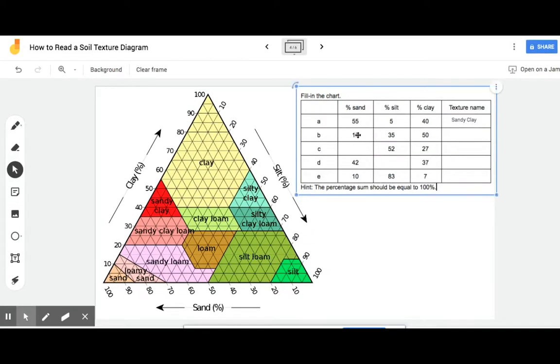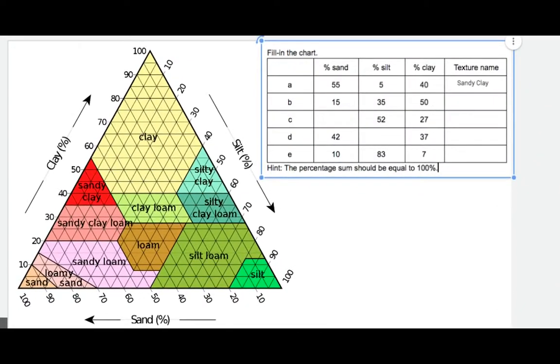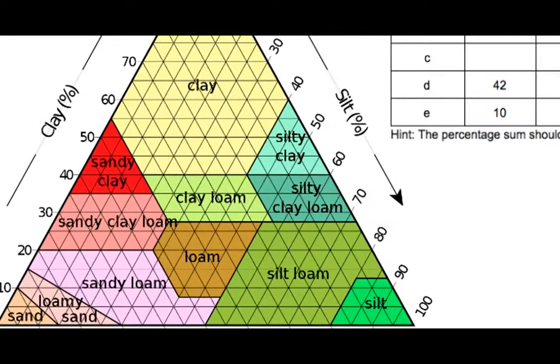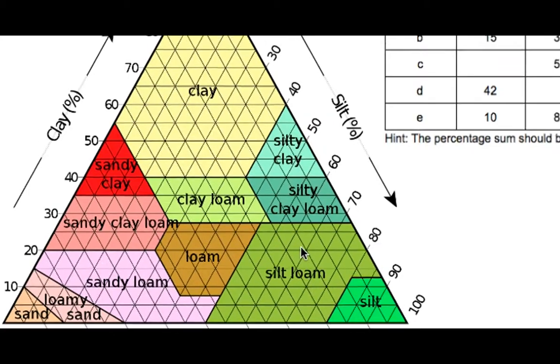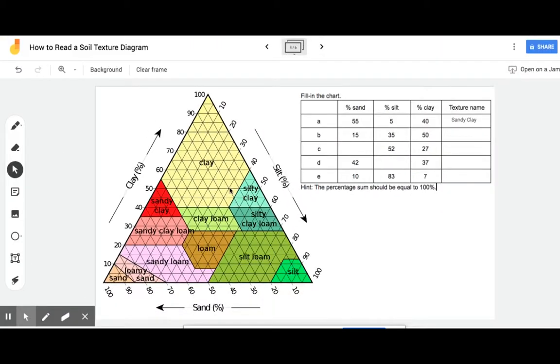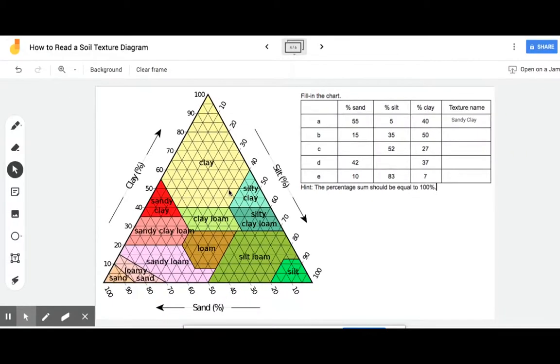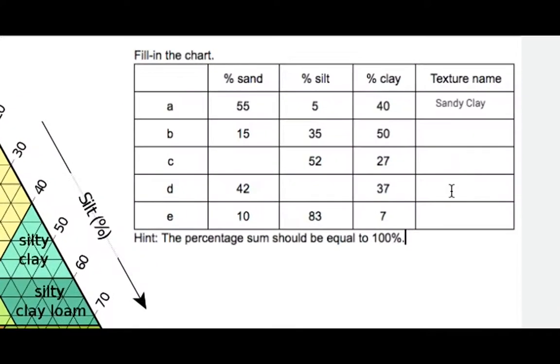For letter B, you have 15% sand, 35% silt, and 50% clay. So let's look for the texture name. So 15% is somewhere here, and 35% silt, so somewhere here, and then 50% clay. So it's in here. Okay, so definitely this is clay. The name of the texture is clay.